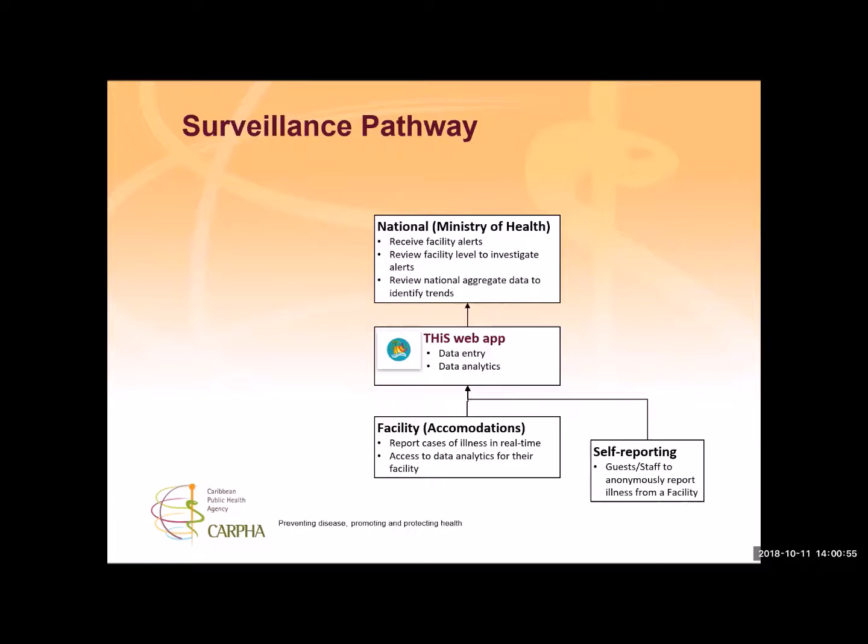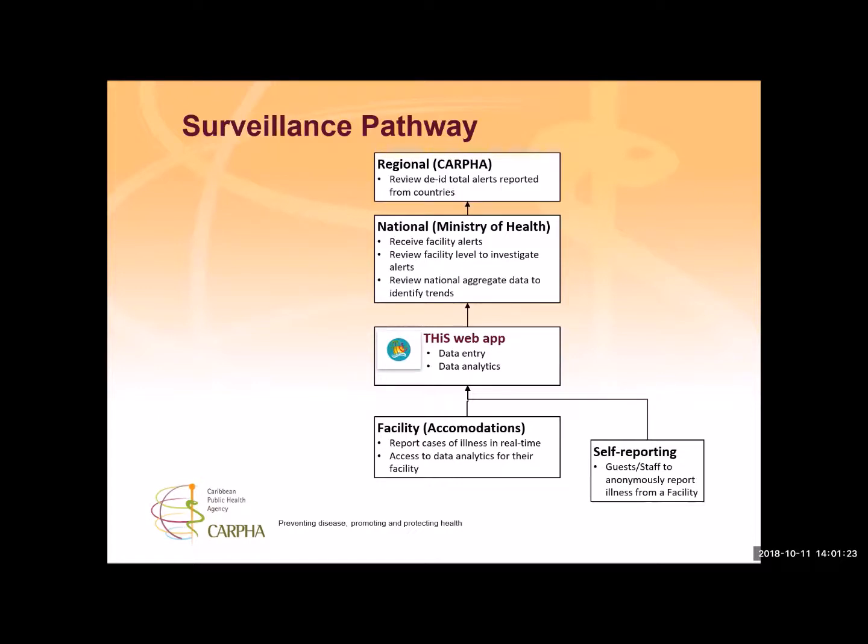If there is enough of an illness, the Ministry of Health will receive an alert to say that something is happening at a facility. The Ministry of Health will then review the facility level to investigate the alerts. They might call the hotel, call the facility, find out if they are aware and what is happening. And they can also review the national data to see if this is something that's happening across your country.